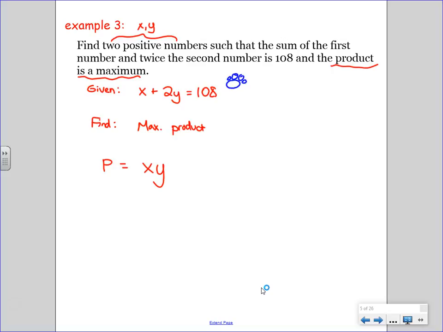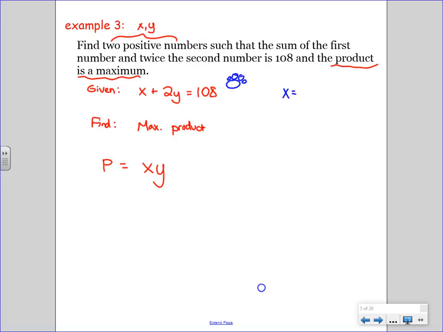Well, how am I going to bring that restriction in? Plug it in, substitute. We could solve for x, we could solve for y. What would you guys rather solve for? I like Y. Yeah, I like y too, right? So we can do 108 minus x over 2. Oh, maybe I like x better. Because otherwise you're going to have to divide by 2.